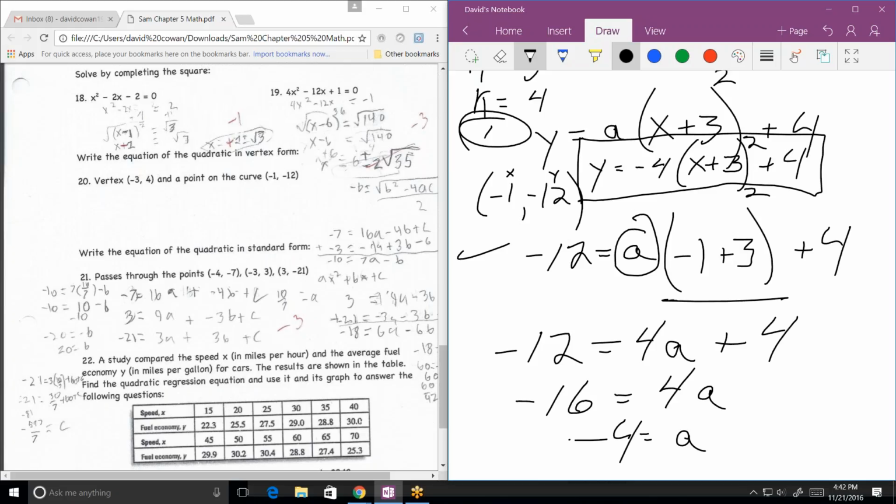So for vertex form, the point on the curve is like, they're just saying that that is a point on the curve.